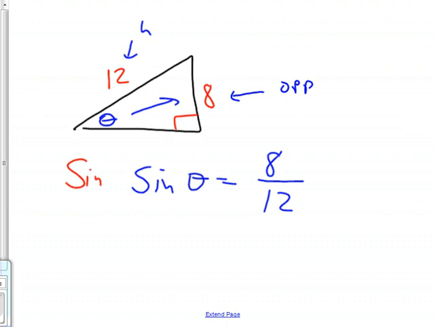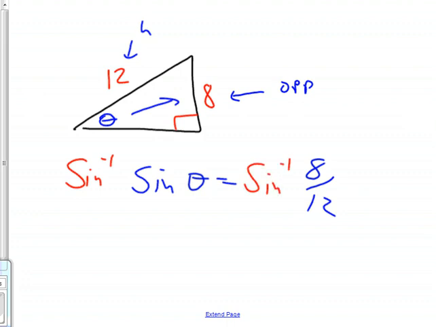Now watch. Don't do anything yet. Just watch. If I do inverse sine on the left side, do I get to be fair? Then I have to do it on the right side. So that's what you do. I'm moving this 8/12 over, and I'm going to do inverse sine on this side too. Inverse sine undoes sine. They cancel out. They're gone. So theta is alone, and that's good.